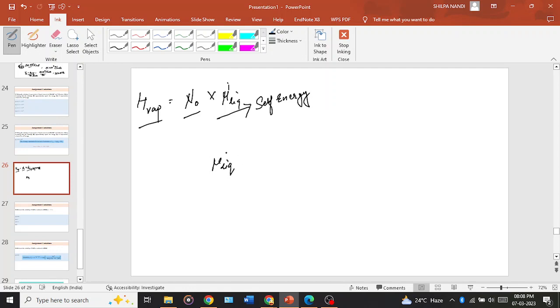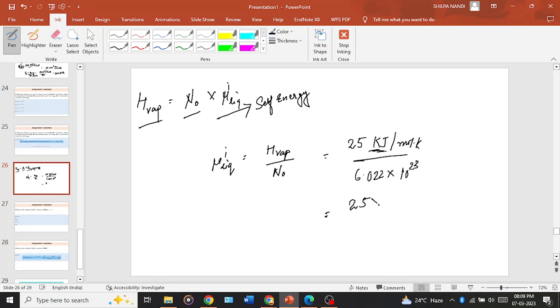So what you can do is you can simply calculate this. In our case, this one was 25 kilojoule per mole per Kelvin, and we know Avogadro number is 6.022 into 10 to the power 23. Fine. So here also you just need to convert this kilojoule per mole Kelvin into joule. So it will be like this: 25 into 10 power 3 divided by 6.022 into 10 power 23, and you will get your self energy.